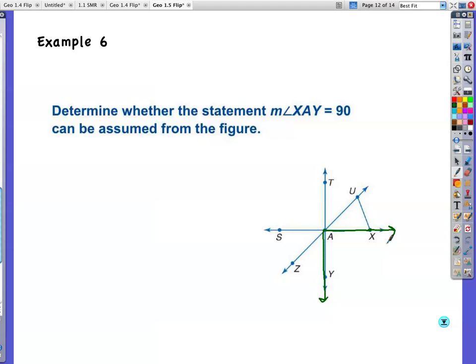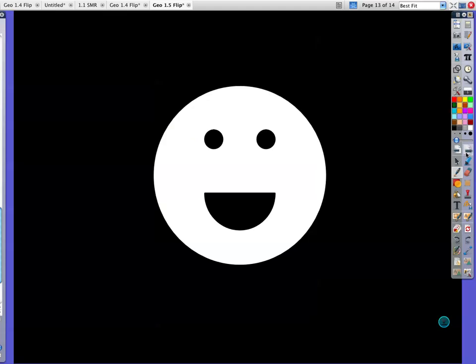This is one of those things they might try to put on your MCAs or your ACTs. Just do not look at that and assume that that's 90 degrees. You cannot say that that's going to be a right angle. So be on the lookout for that. And that ends today's lesson.